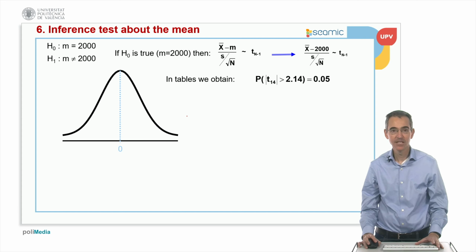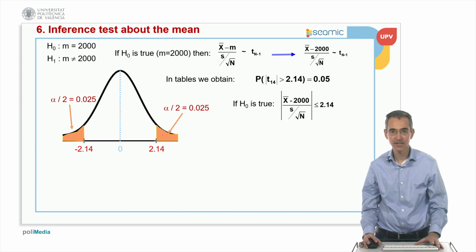In tables we obtain that the critical value for 14 degrees of freedom is 2.14. The degrees of freedom is n minus 1, so we have to take in this case what is the value n. So the critical value is 2.14. This area in orange, the sum of both, is 5%, but as we have two tails, on one tail it is 0.025, and on the other tail it is the same.